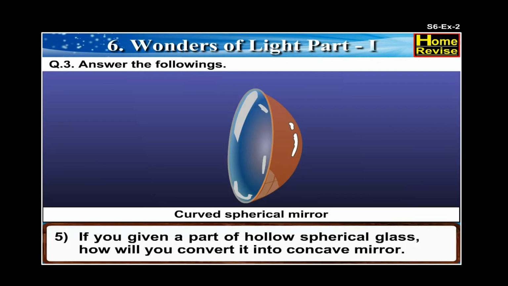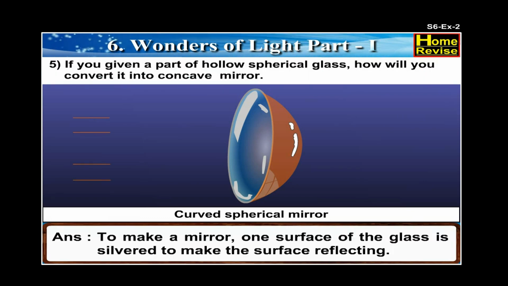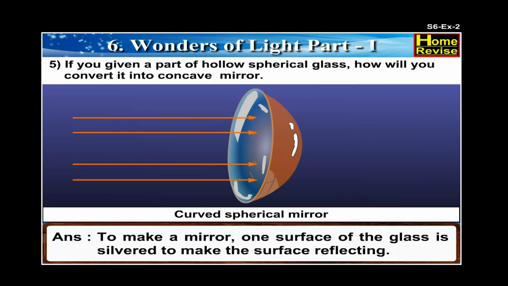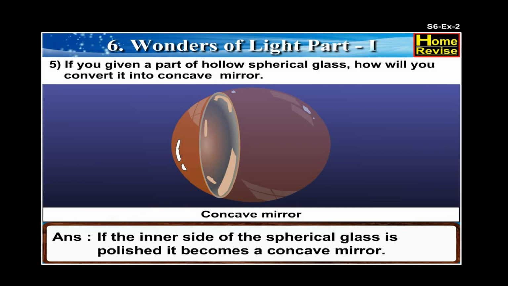Fifth, if you are given a part of hollow spherical glass, how will you convert it into a concave mirror? Answer. To make a mirror, one surface of the glass is silvered to make the surface reflecting. If the inner side of the spherical glass is polished, it becomes a concave mirror.